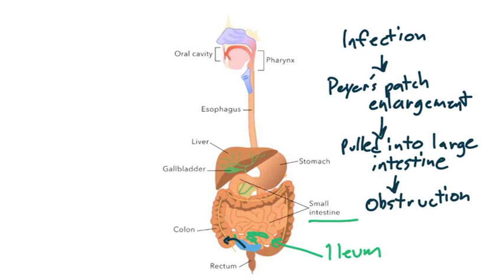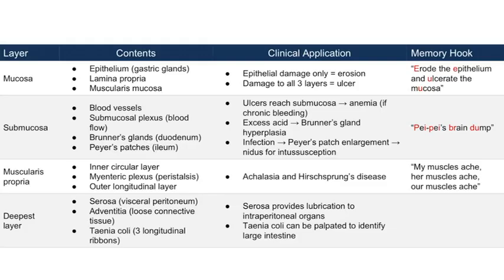Now we won't go into any more detail about this disease in this lecture, just have an idea of this process and how it's caused by Peyer's patches within the ileum. Now it's really important to remember that Brunner's glands are in the duodenum and Peyer's patches are within the ileum. However, keeping these ideas straight can be hard, so I have provided a memory hook to help you out.